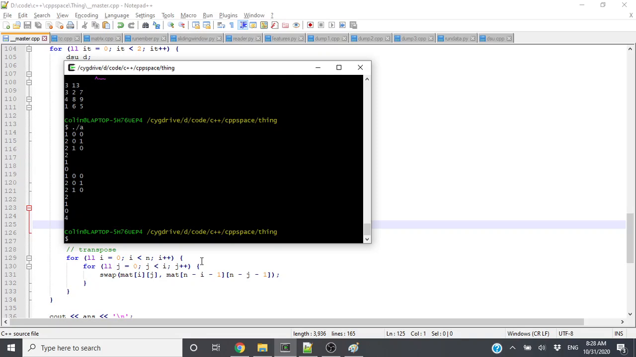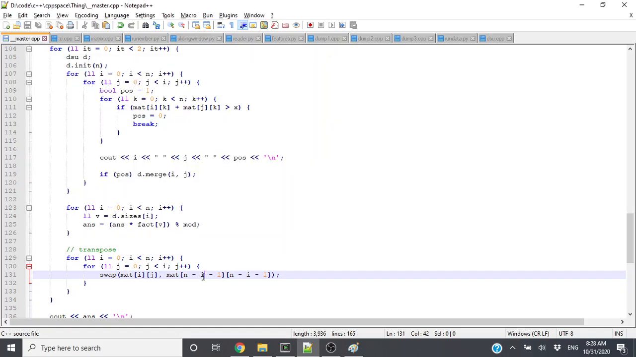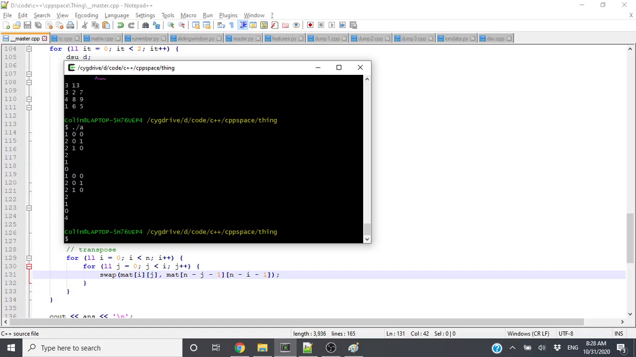it's like J. The row becomes the column, except it's inversed. It's like M minus I minus 1. And then the column becomes the row. So the row becomes the column. Like one of them isn't inversed.